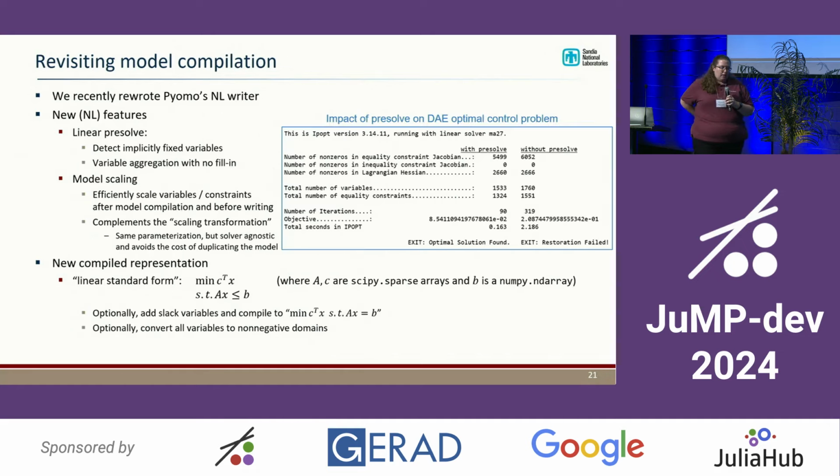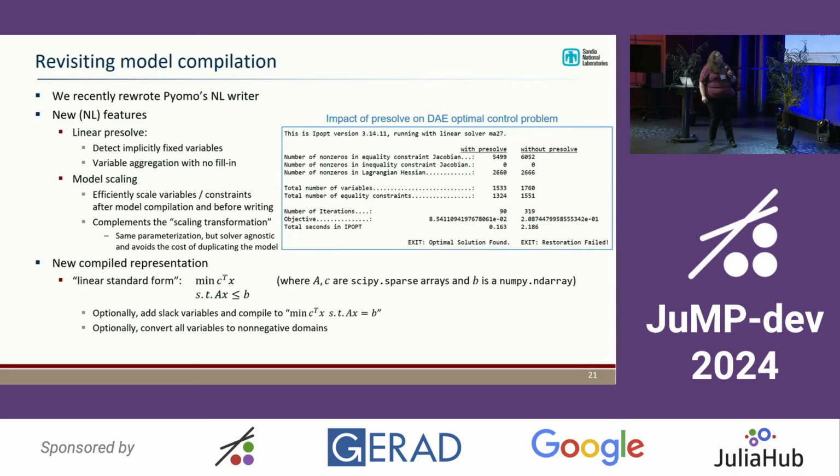We've also been thinking more about model compilation. So this is showing an example of some work we've done recently with rewriting our NL writer. This is how we communicate nonlinear optimization problems to nonlinear solvers. We go through the AMPL solver library to do all of our AD, which requires outputting our Pyomo model into an NL file format. And so we've made some significant improvements to that over the last year or two.